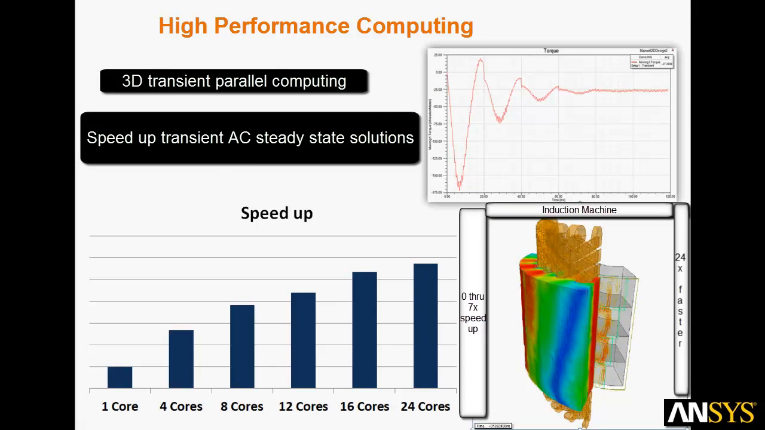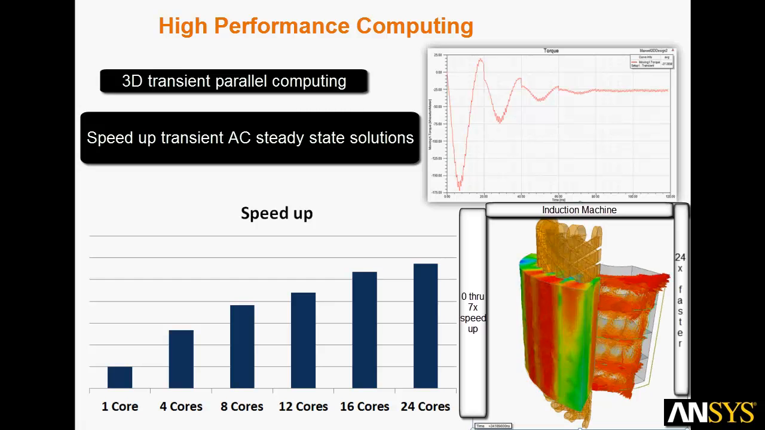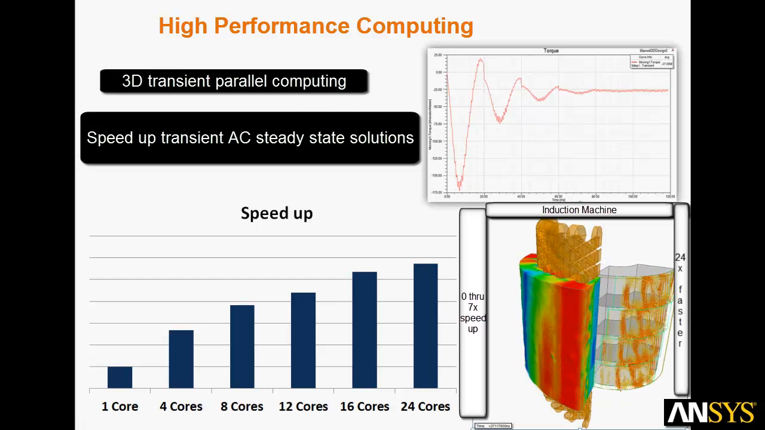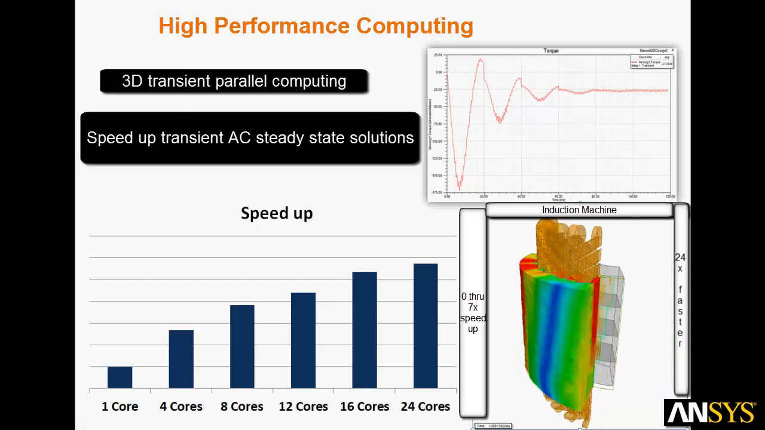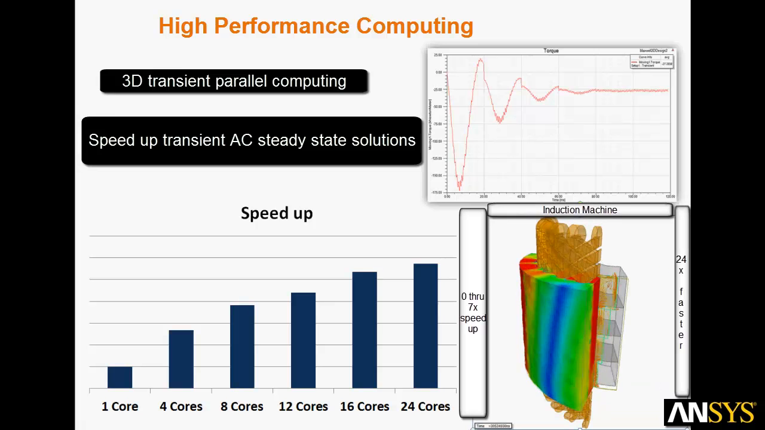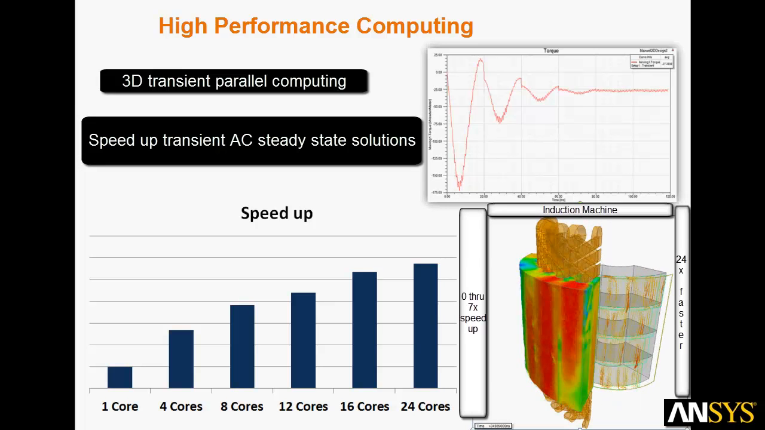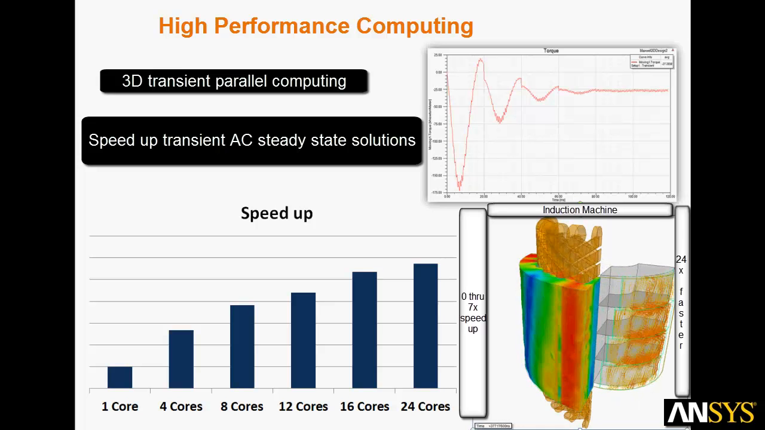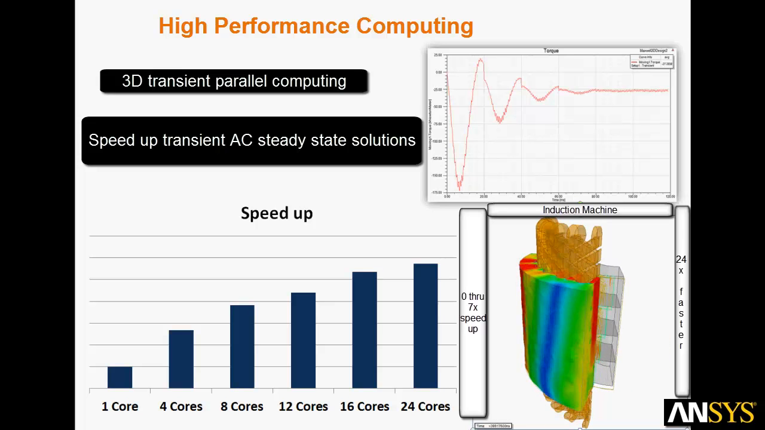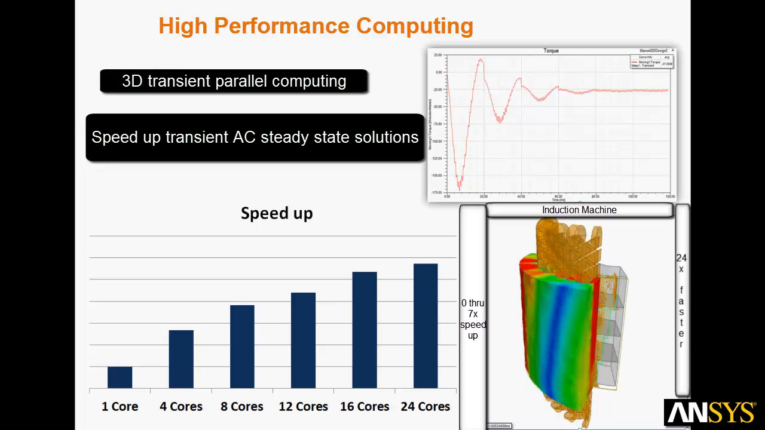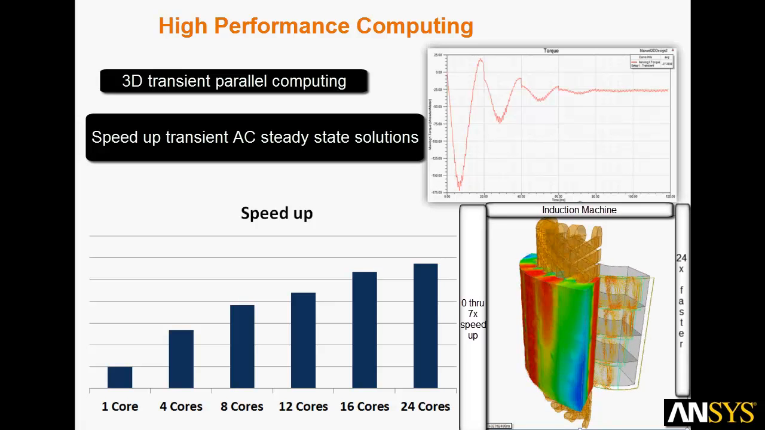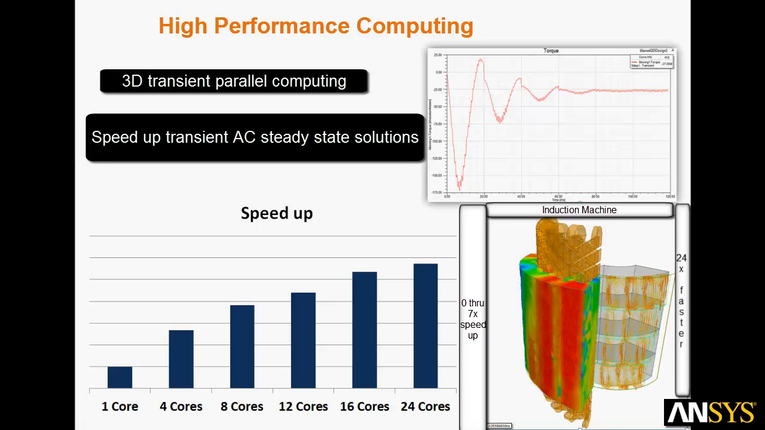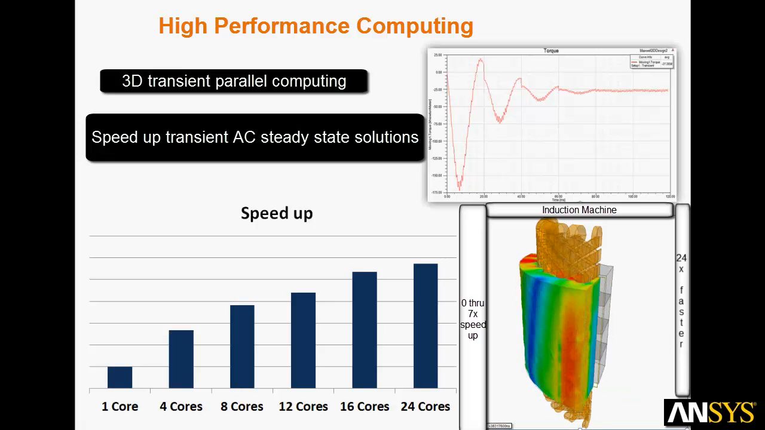High-performance computing speeds the solution of electric machines. Ansys Maxwell can use parallel computing to speed 3D transient simulations. Here you see transient simulation of a large permanent magnet machine using parallel computing. The bar chart shows 5 to 6 times speedup and excellent scaling using multiple cores. We've also sped up the transient AC steady-state solutions. Here you see an induction machine that reached steady state 24 times faster using an advanced new algorithm.